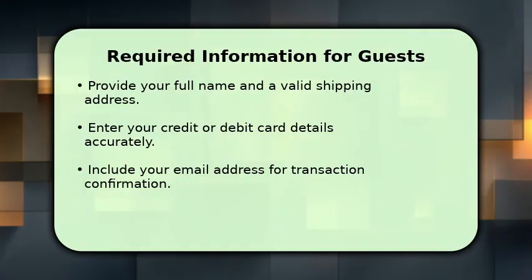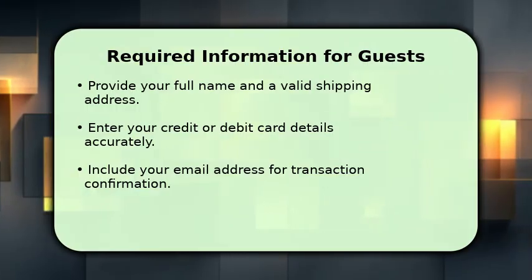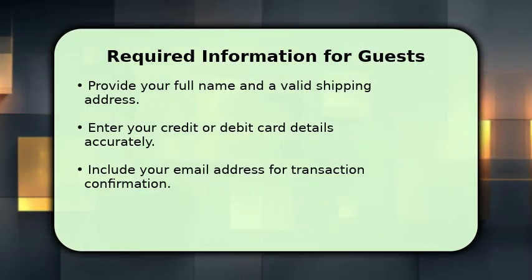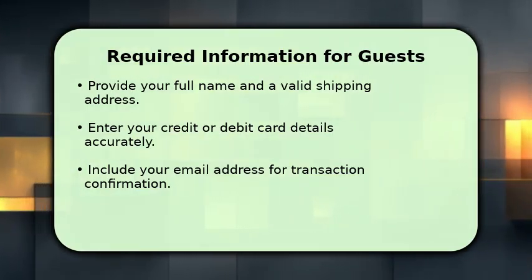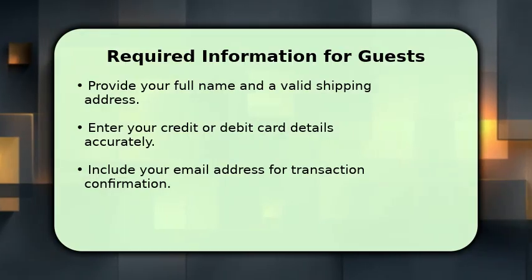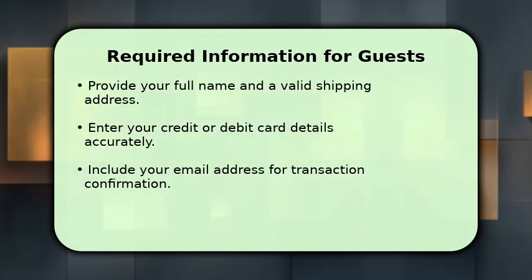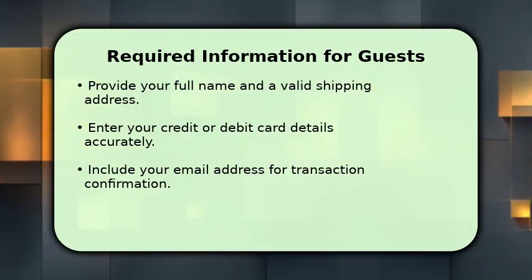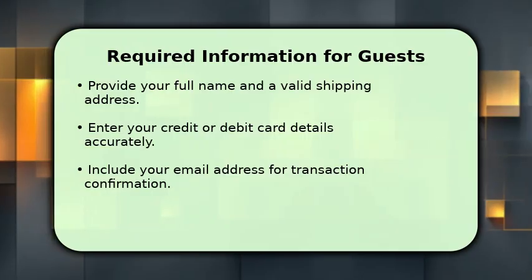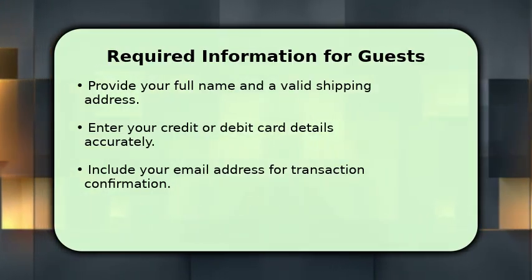On the guest checkout screen, you will need to provide a few essential pieces of information. First, enter your shipping address, including your full name and contact details. Next, input your credit or debit card information, such as the card number, expiration date, and security code. Finally, provide an email address where you will receive your purchase confirmation and receipt. All details are handled with robust security.